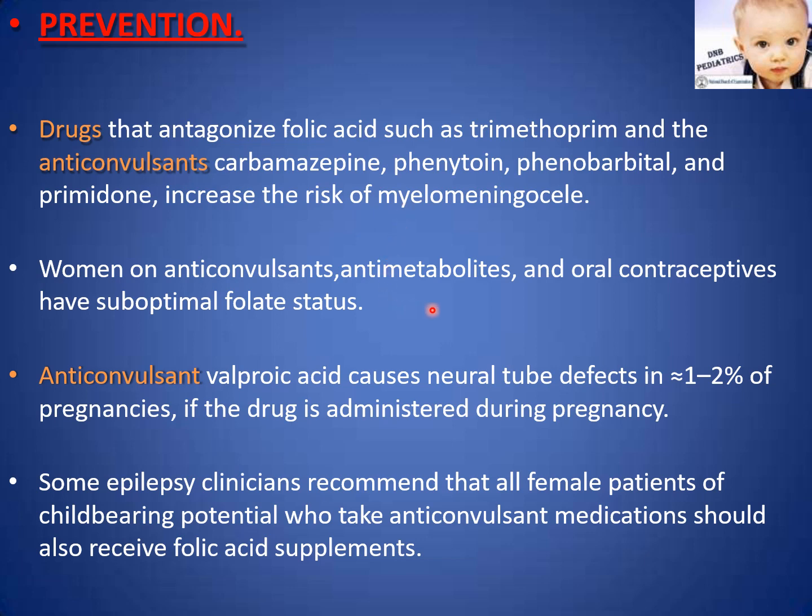When on anticonvulsants or antimetabolites, oral contraceptives have suboptimal folate status. Actually, it is better for them to use the contraceptives. And if they are using anticonvulsants, valproic acid causes neural tube defects in 1 to 2% of the pregnancies. That is, if you are giving valproic acid during the pregnancy, the studies are telling that it is producing neural tube defect in 1 to 2% of the pregnancies. So the clinicians are recommending all the female patients in childbearing age who are taking anticonvulsants to take folic acid supplementation along with the anticonvulsant drugs.